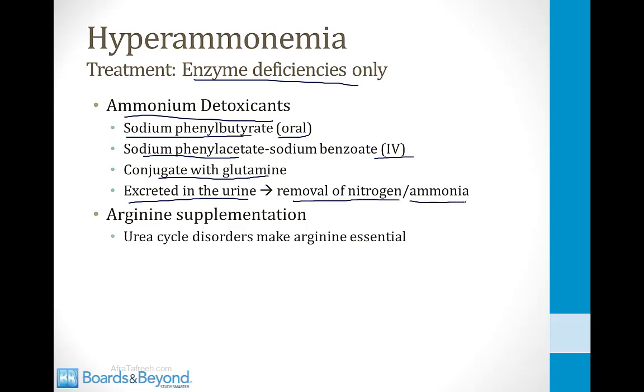In addition, children who have urea cycle defects are often supplemented with the amino acid arginine because the urea cycle disorders make arginine essential. It can no longer be derived from other structures in the urea cycle.